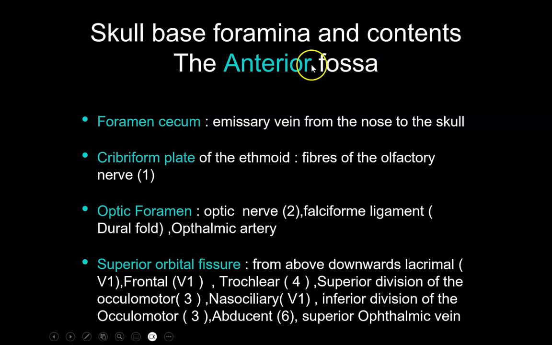So in the anterior fossa, we have something called the foramen cecum, transmitting emissary veins from the nose to the skull. And we have the crista galli, as we said, which is a part of the roof of the ethmoid bone. And on either side of the crista galli, we have the cribriform plate of the ethmoid, forming the roof of the ethmoid sinus, transmitting filaments from the olfactory nerve, from the olfactory mucosa, down to the olfactory bulb and olfactory tract, if you remember.